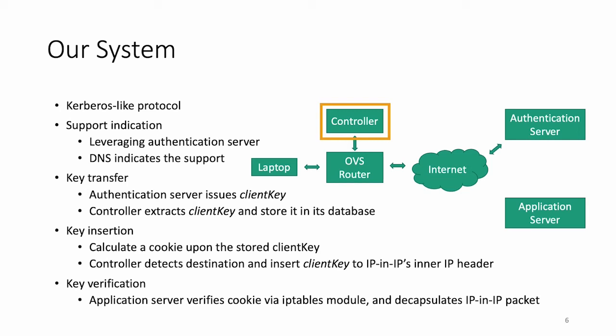So when the client subsequently sends out a request to the associated application server, the controller is able to detect it and craft another IP packet, insert the associated client key into the packet and send it out to the application server. The application server can further detect this packet, extract the client key and verify it. It will allow the request if the client key is valid.